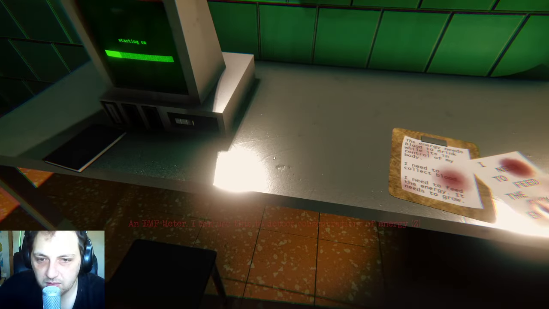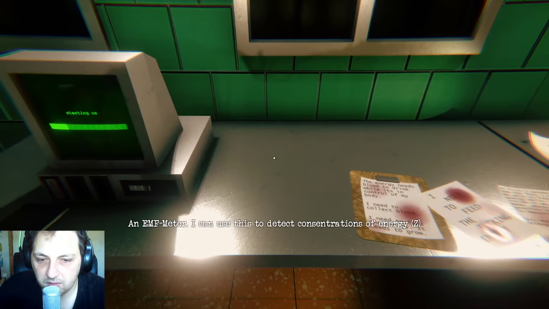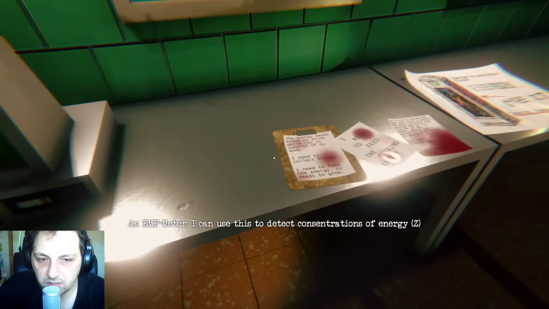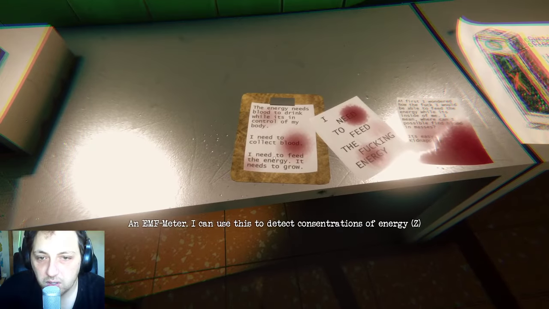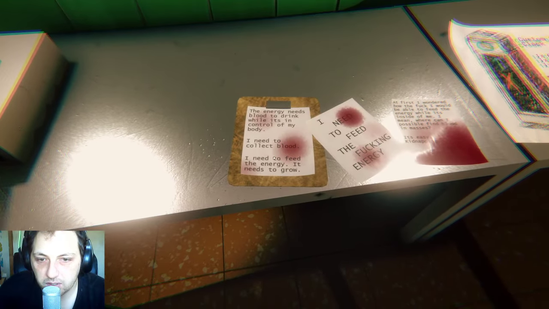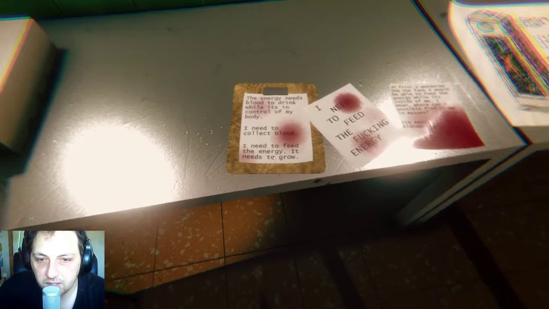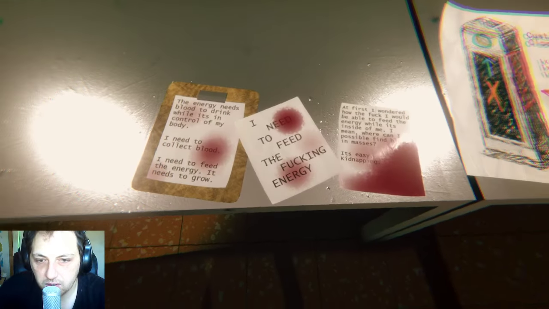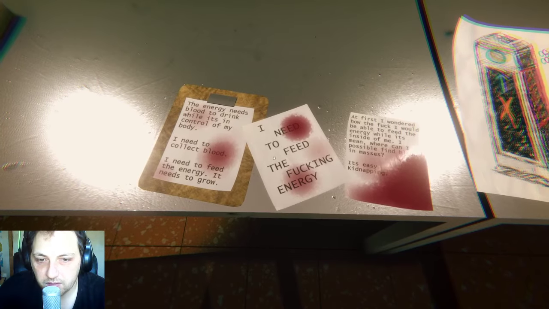EMF. EMF, I can use this to detect concentrations of energy. The energy needs blood to drink while it's in control of my body. I need to collect blood, I need to feed it the energy it needs to grow. I need to feed the fucking energy.